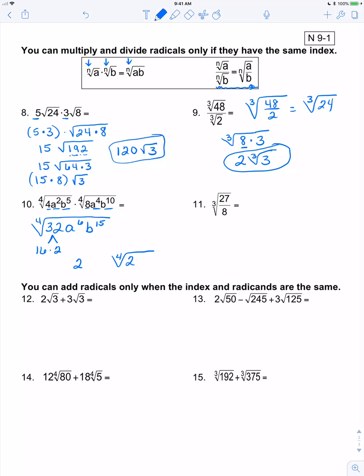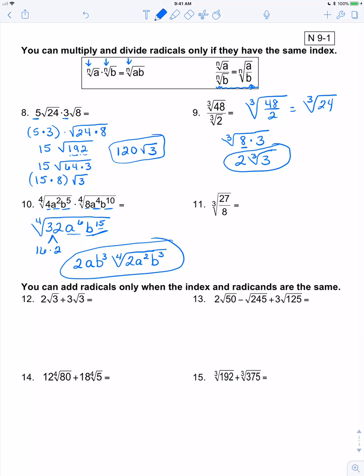Okay. Now, how many sets of 4 are in a to the 6th? Well, we have one set of 4, but then we have 2 left over. Okay. How many sets of 4 are in b to the 15th? Well, we've got 4, 8, 12. So that's b cubed. It comes outside because there's 3 sets of 4, but then we have 3 left over. So there's your final answer.